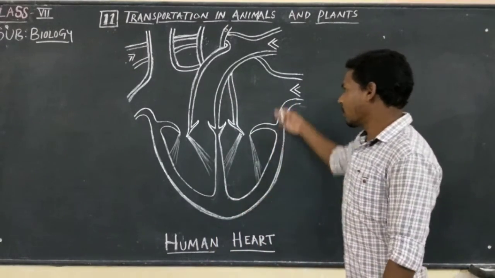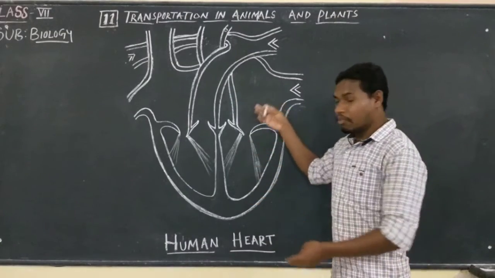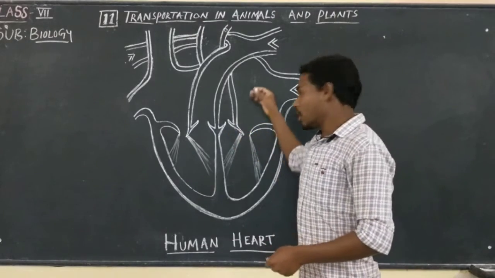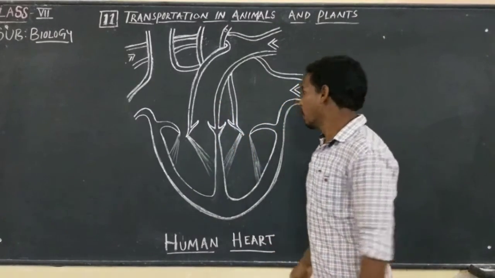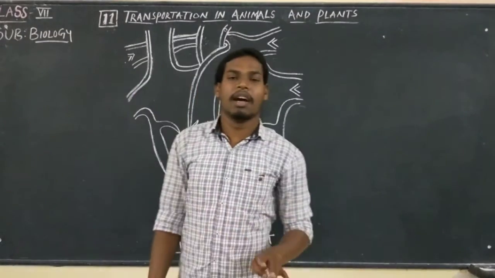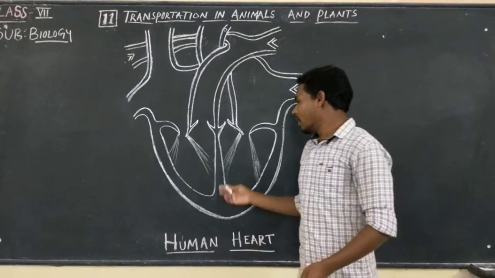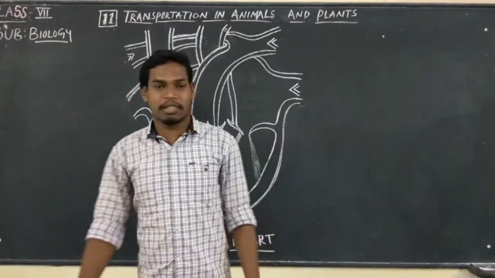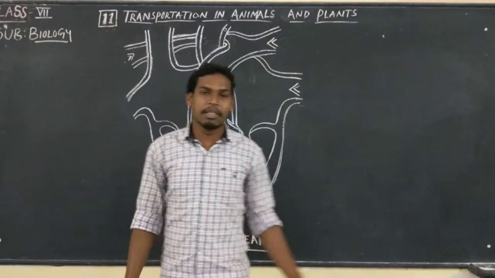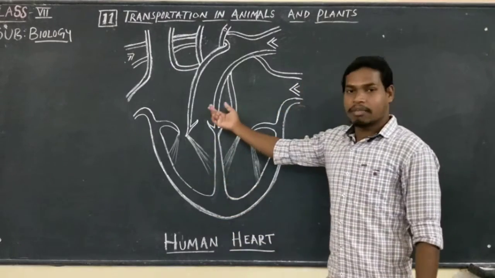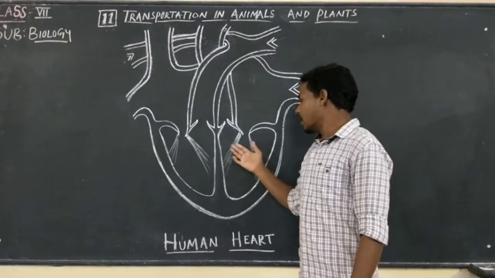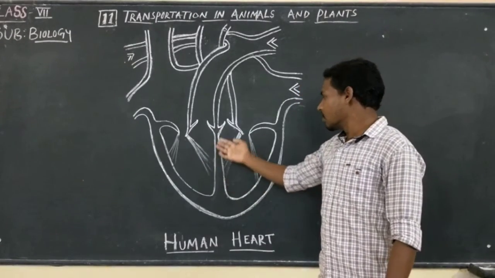So here is the structure of the heart, and we are going to see the function of the heart also. Here you can see the heart has 4 chambers, and it is divided into a right part and a left part. The partition that divides the heart into 2 parts, right and left, is the septum.